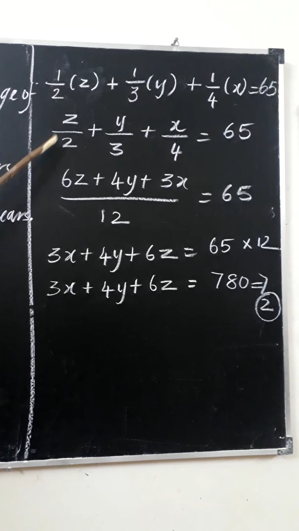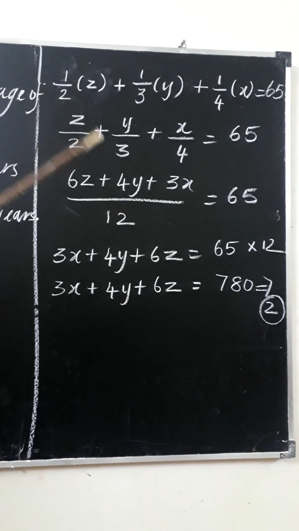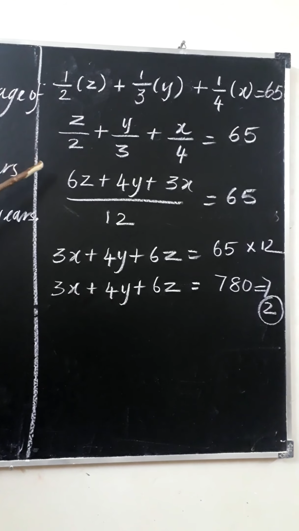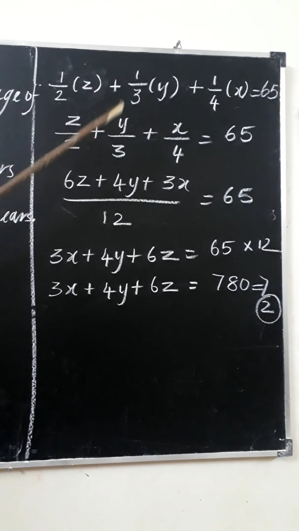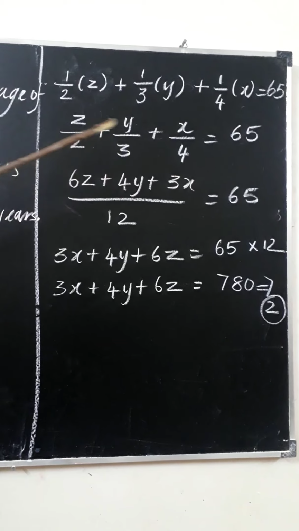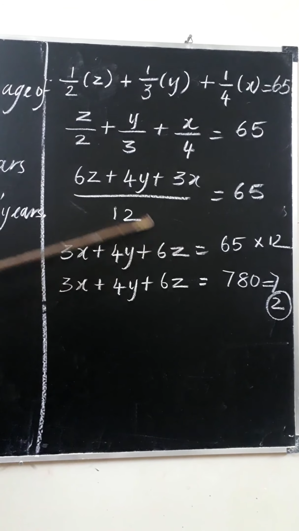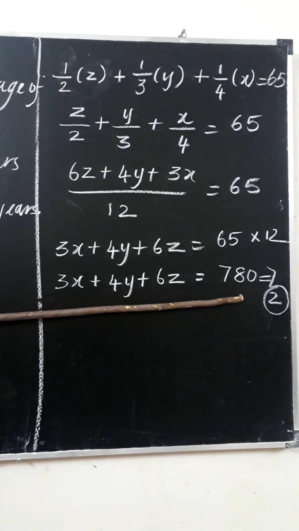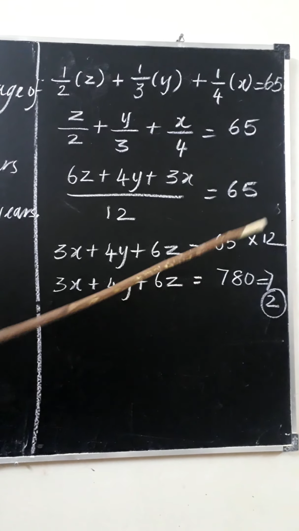Taking the LCM of 2, 3 and 4, 12. Make changes there. 2 6s are 12, 3 4s are 12, 4 3s are 12. So make the necessary changes in the numerator. And it gives us 6z plus 4y plus 3x by 12 is equal to 65. Then I write it in proper order. X first. 3x plus 4y plus 6z is equal to 65 into 12, which gives you the second equation. 3x plus 4y plus 6z is equal to 780.